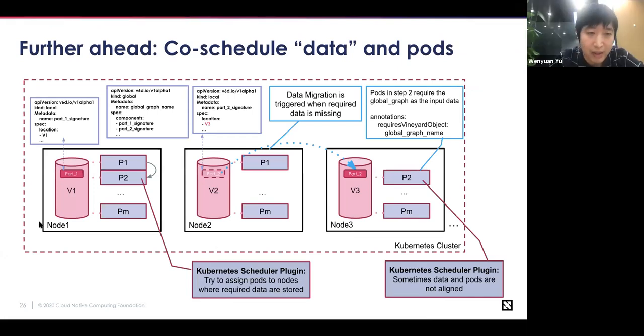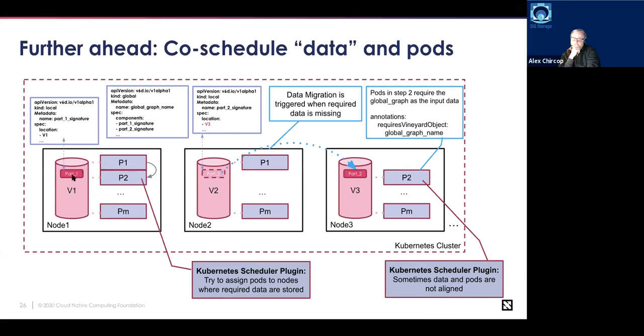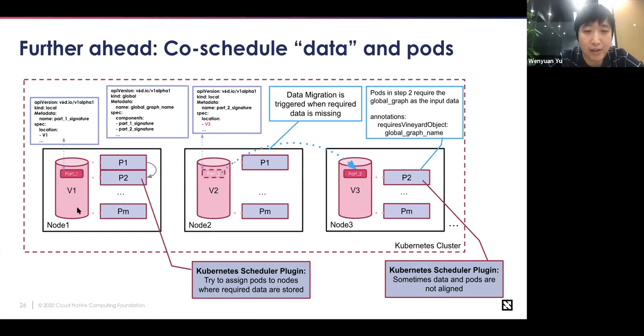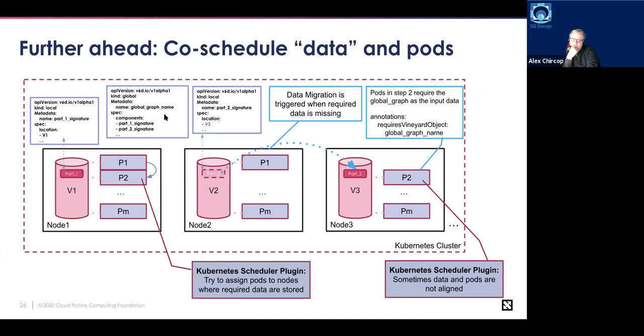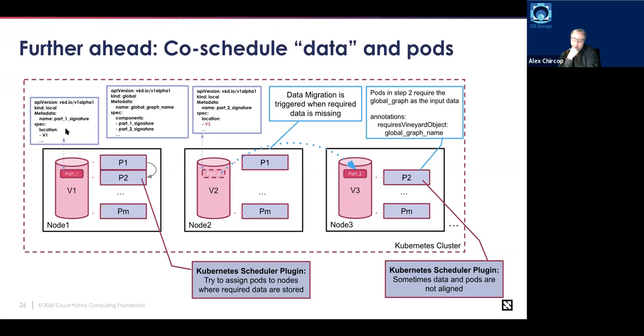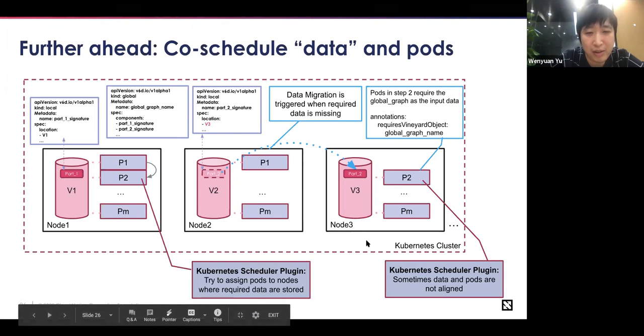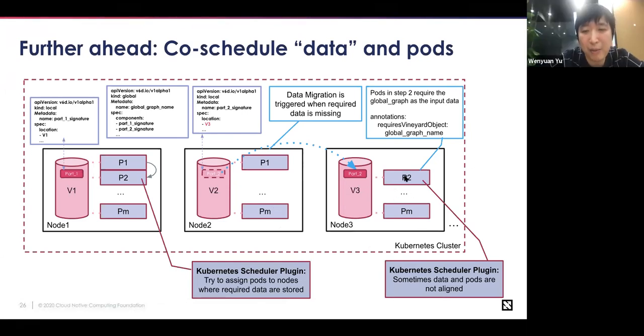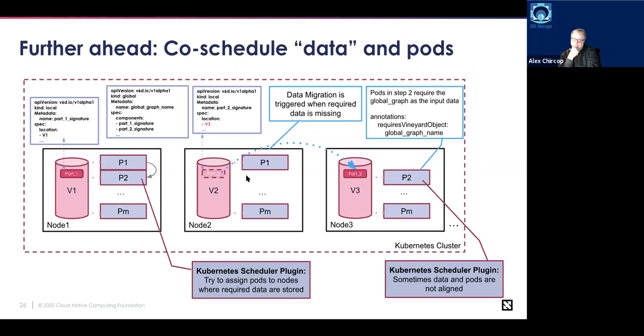Here is an example. First, we have a job that generates data part one and data part two on the Vineyard instances V1 and V2, and they are parts of a global graph. For the next job, we have the opportunity to co-locate; maybe we want to put the parts together. But if that is not possible, we can trigger a migration to satisfy the requirements. And when the job is launched, the data is there and can be directly mapped to its process.